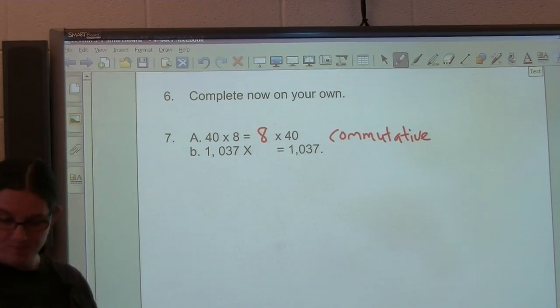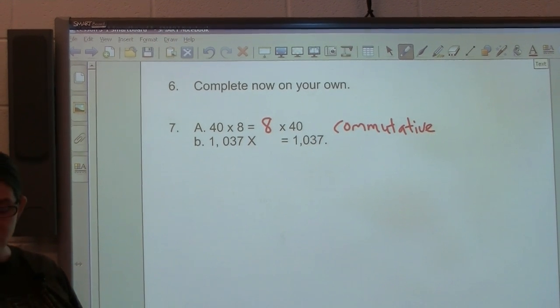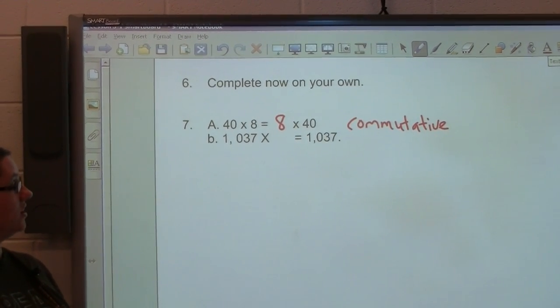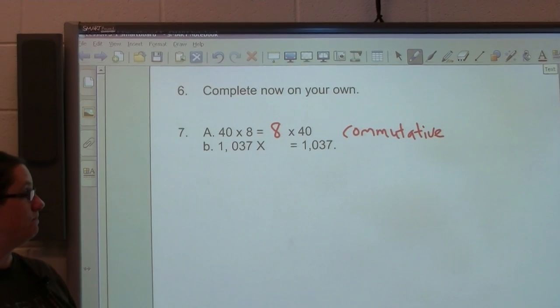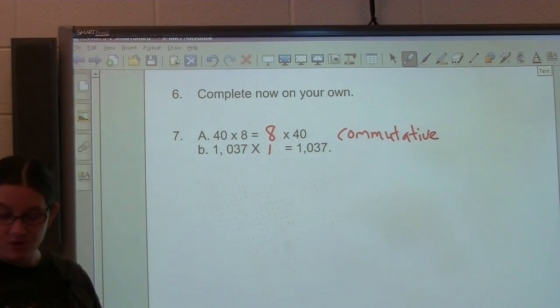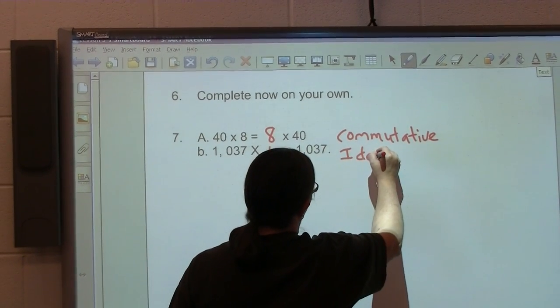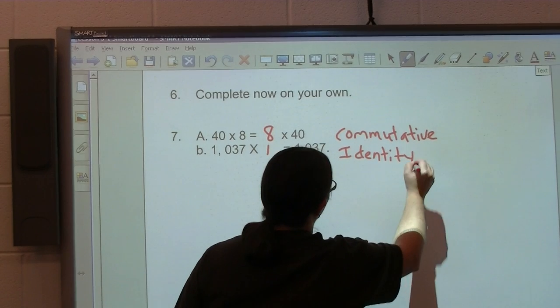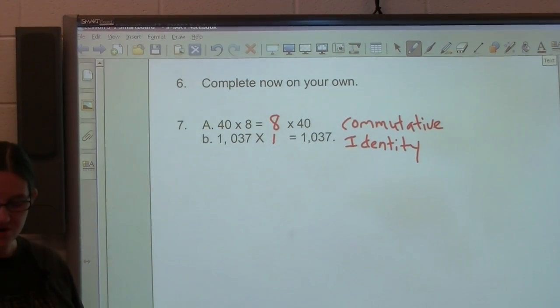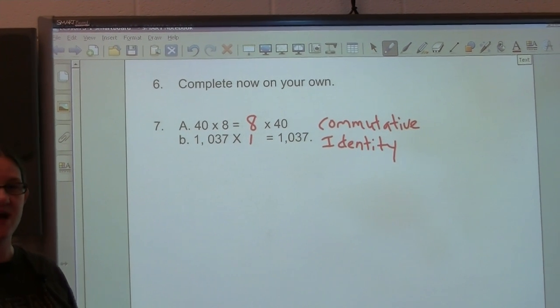Okay, and then part B says 1,037 times what is going to give me 1,037? What's going to go in that box? 1. Perfect. And then what property does that represent? Good, the identity property. All right, good job, 5th grade. We are now through the guided practice part. If you have any questions, please write them down now.